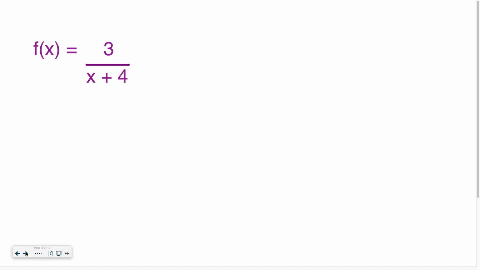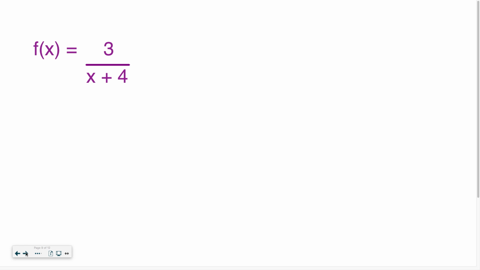We'll do f of x equals 3 over x plus 4. Sometimes the easy ones are so hard because they're so easy. We might overthink. Okay, you're in pre-calculus now.